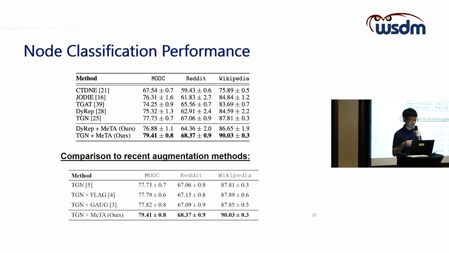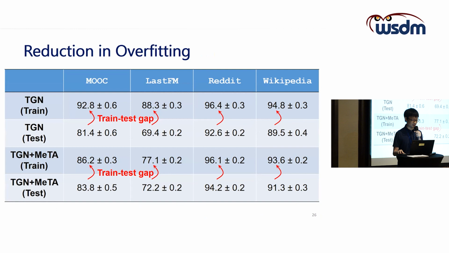Okay, so that was for link prediction. We can also see quite similar results on the dynamic node classification task. There are also quite consistent improvements, as well as better performance compared to other augmentations. And just now we found that there was quite severe overfitting of these TGN models. Here you can see that the use of data augmentation can greatly reduce the gap between the training and the test set. You see that the gap between these two is much smaller than these two. And the final test performance has also been improved quite significantly.